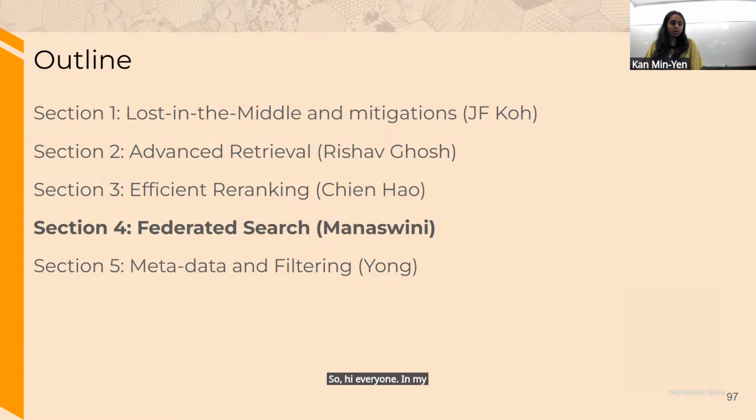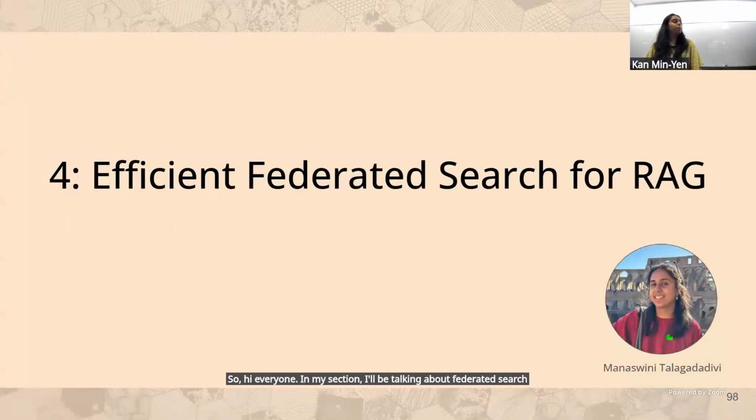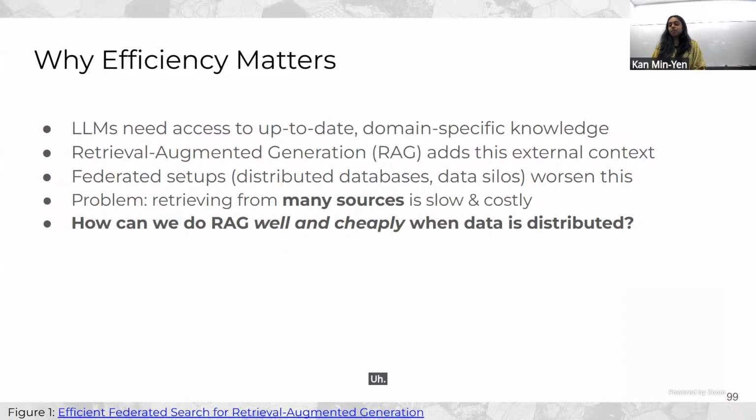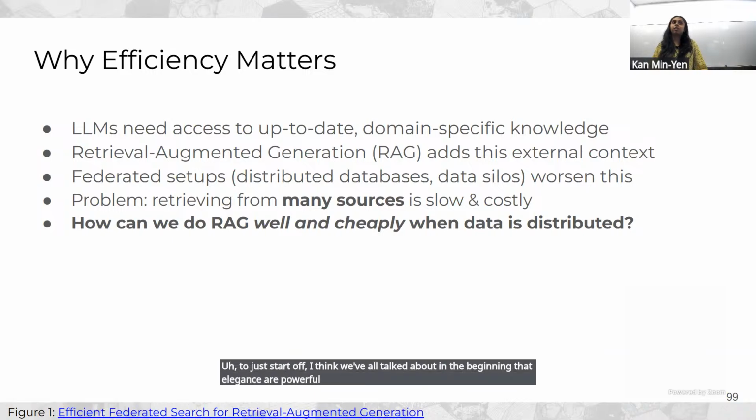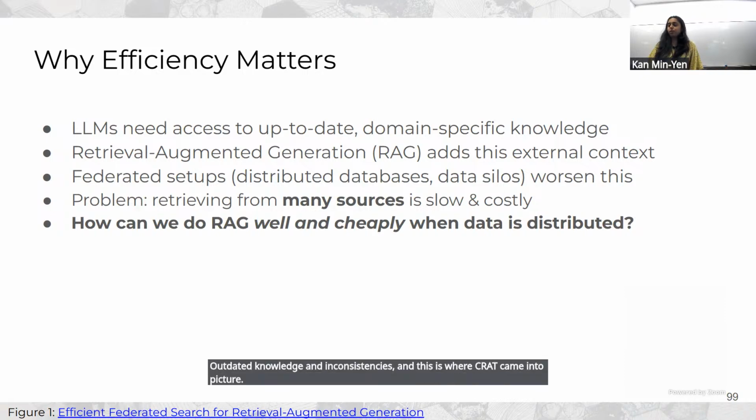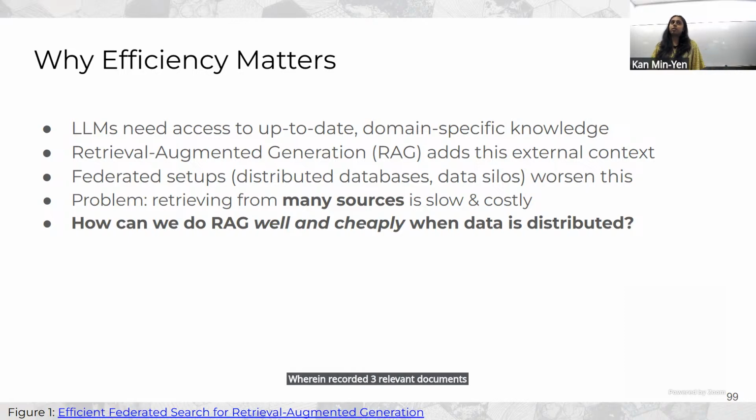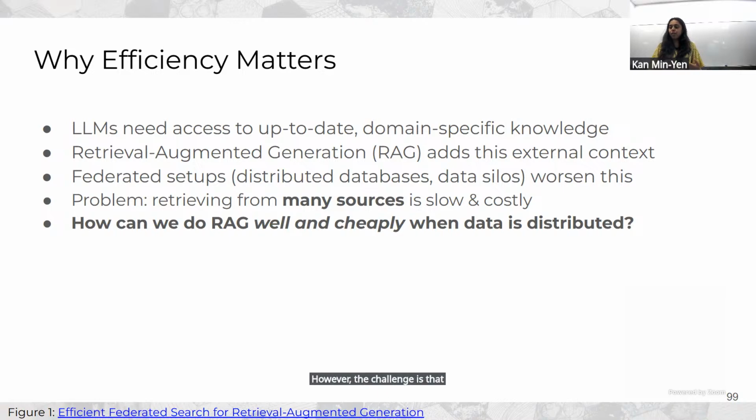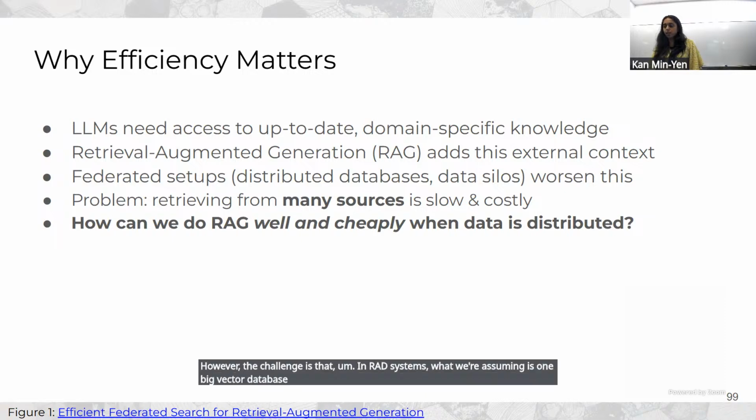In my section, I'll be talking about federated search, and most of this section is going to be on a particular paper about efficient federated search for RAG. To just start off, I think we've all talked about in the beginning that LLMs are powerful, but still vulnerable to hallucinations, outdated knowledge, and inconsistencies. And this is where RAG came into the picture, wherein we could retrieve relevant documents, and now our responses are grounded in actual evidence. However, the challenge is that in RAG systems, we're assuming one big vector database which is storing all the information.